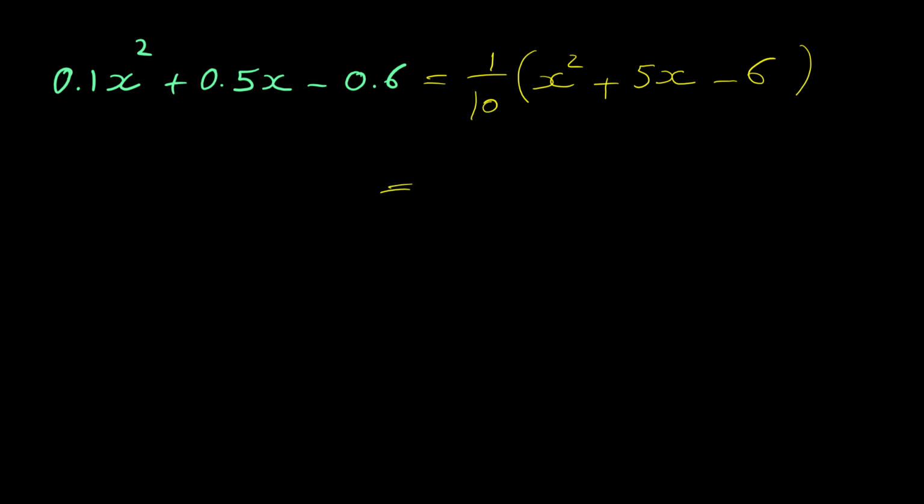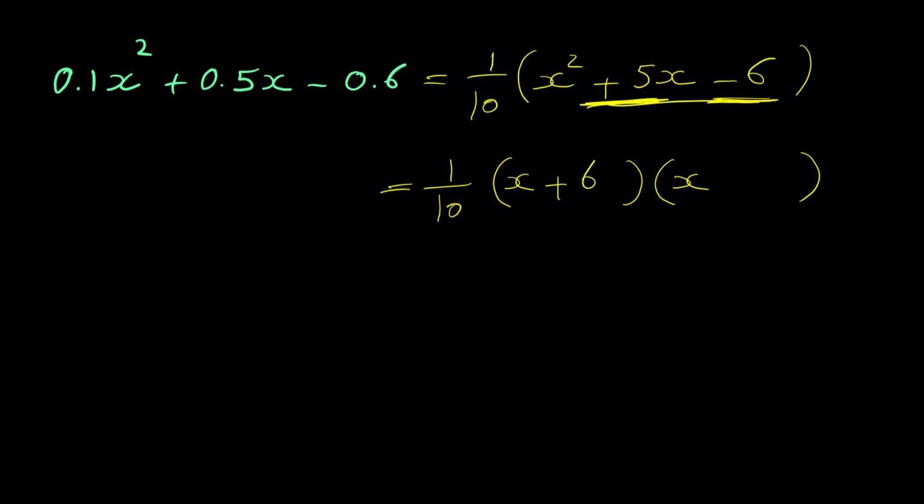Now here we want to factor the expression in the bracket, which is a very simple trinomial. Two numbers whose product is negative 6 and whose sum is 5. Those numbers are 6 and negative 1. 6 times negative 1 is negative 6. 6 plus negative 1 is 5. So this is the factored form for this given expression here.